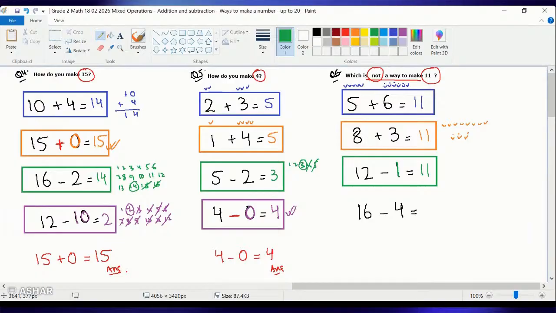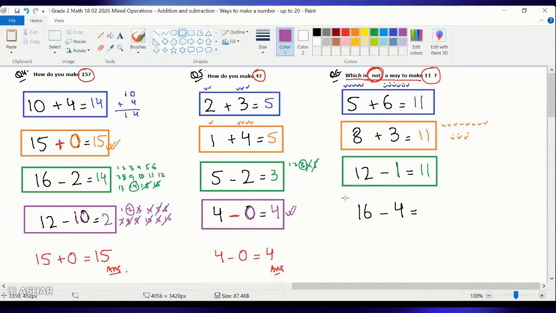Yes, perfect. 5 plus 6 is 11. 8 plus 3 is also 11. And 12 minus 1 is also 11. But our question is asking us which is not a way to make 11, right? They're asking us which way our answer would not be equal to 11.